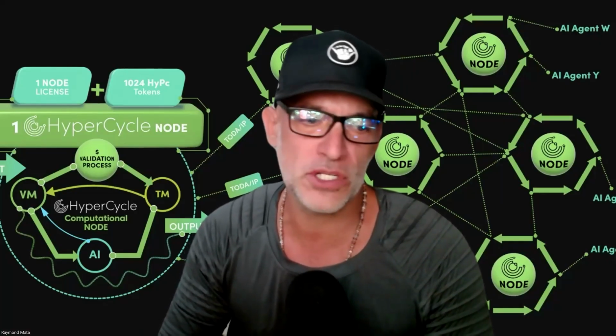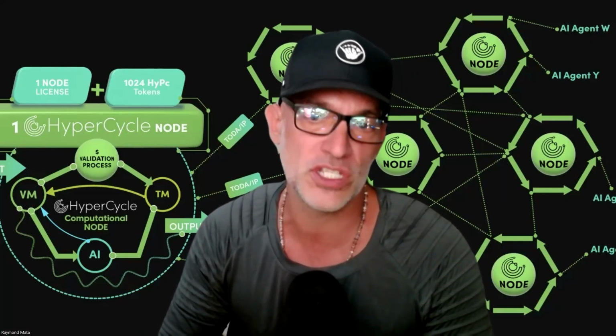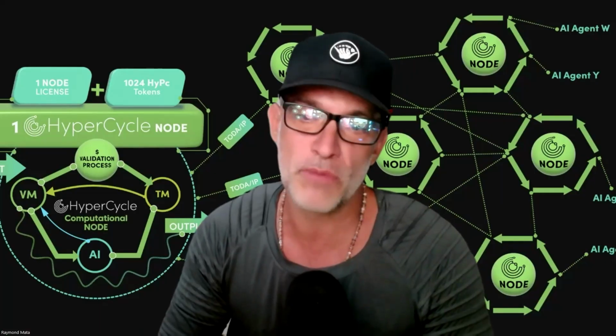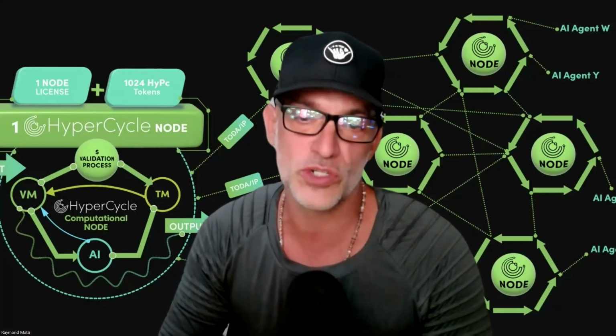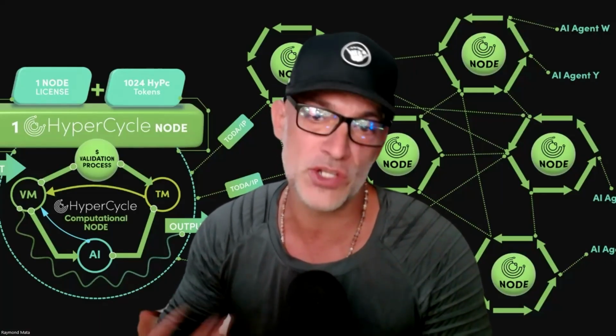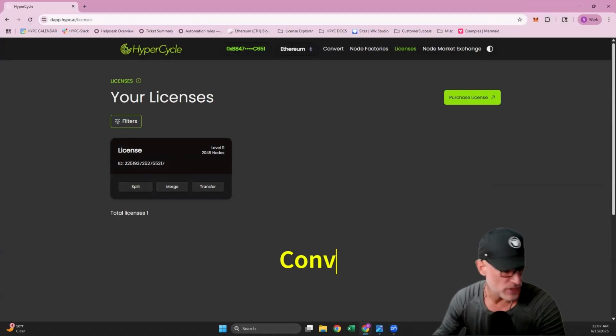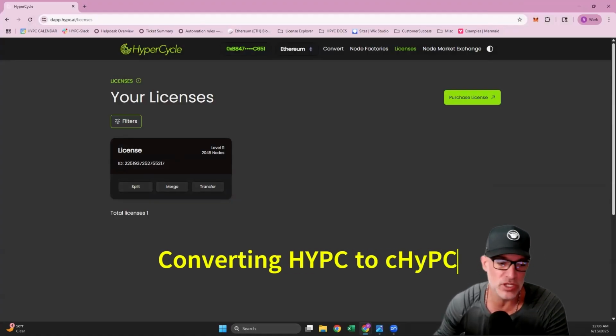Today we're going to be diving into the V2 DApp, dap.hypc.ai. That's where you're managing your node factories. That's also where you're handling HTS and your tilling. We're going to go through some of the steps involved in the management of your node factory and the assets underlying the node factory. Now what we're going to be doing is converting HYPC to c-HYPC.